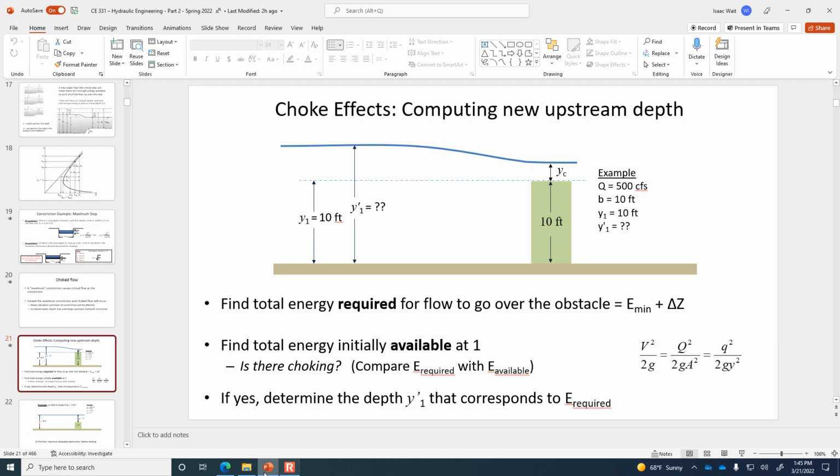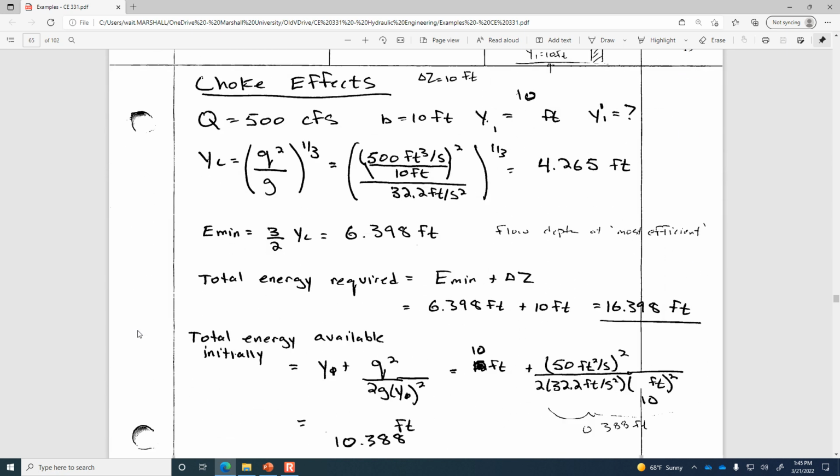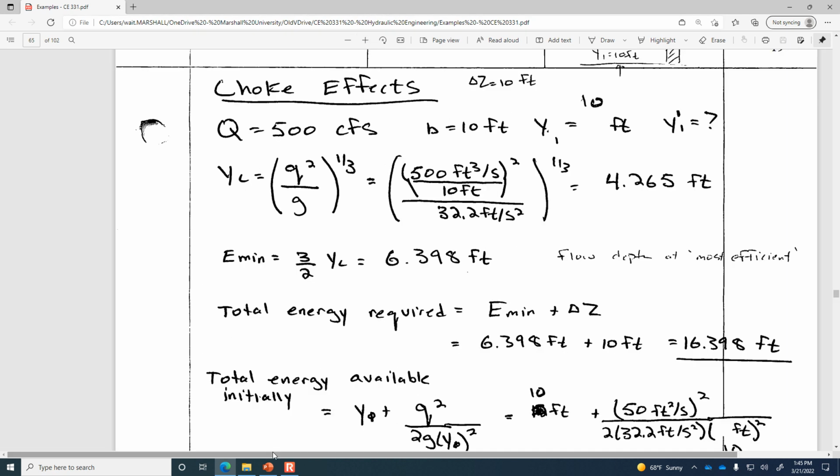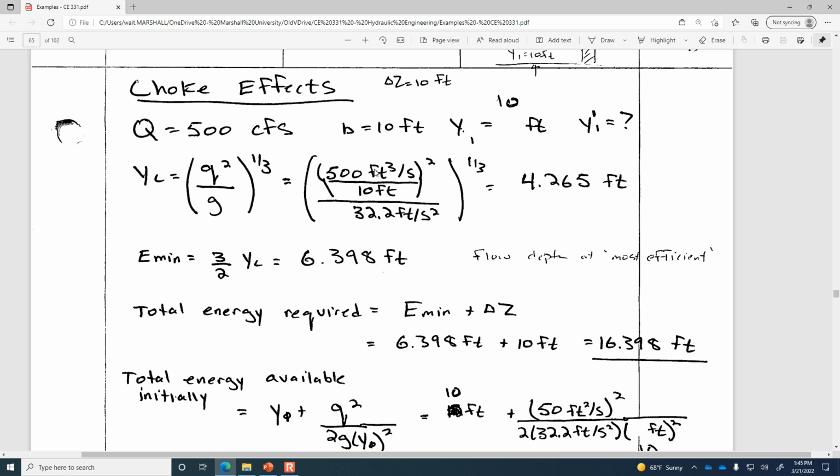Okay, so let me show you these calculations, how we can find out what is the new depth after choking occurs. So what we do is we find out the critical depth based on the fact that the flow per unit width, 500 cubic feet per second, and it's a 10-foot wide channel, so it's 50 feet squared per second is the flow per unit width. Square that, divide by g. We're in traditional units, and so g is 32.2. So the critical depth is 4.265 feet. And the minimum specific energy that's required is going to be 3/2 that critical depth.